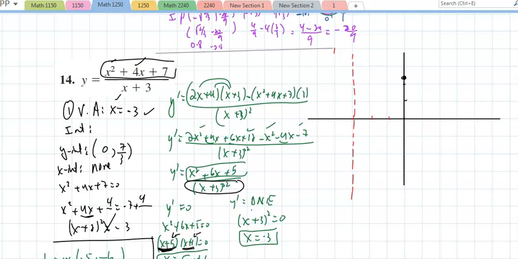Let me shrink this. It's not going to fit. So let's restart.